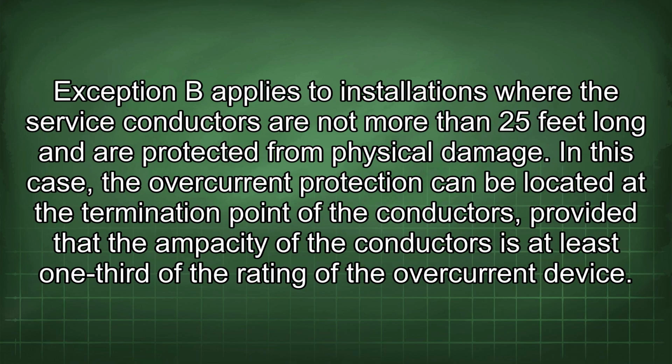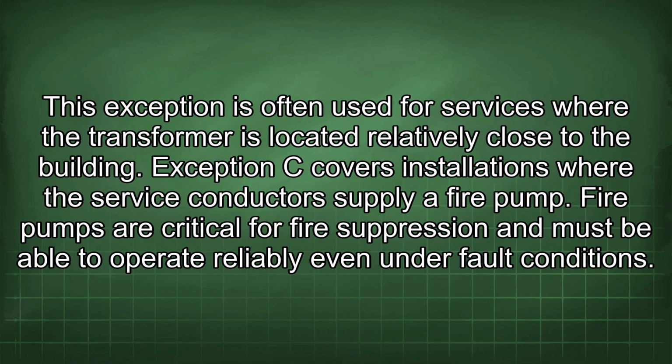Exception B applies to installations where the service conductors are not more than 25 feet long and are protected from physical damage. In this case, the overcurrent protection can be located at the termination point of the conductors, provided that the ampacity of the conductors is at least 1/3 of the rating of the overcurrent device. This exception is often used for services where the transformer is located relatively close to the building.